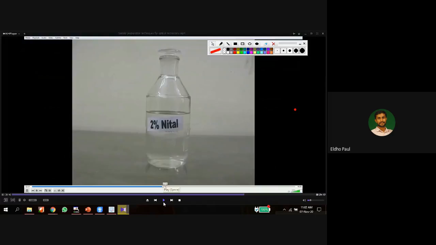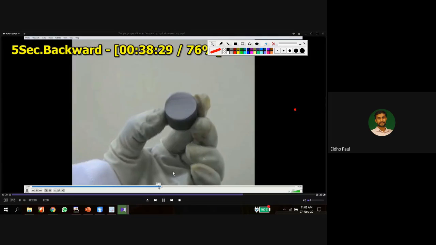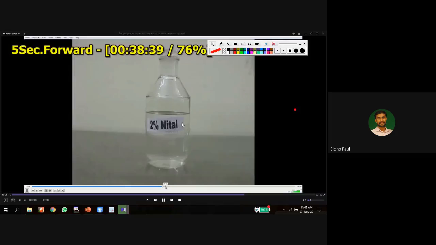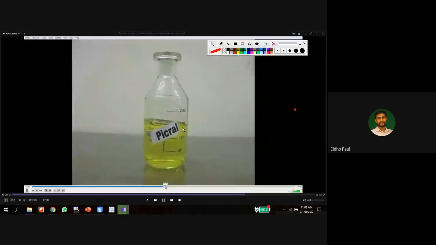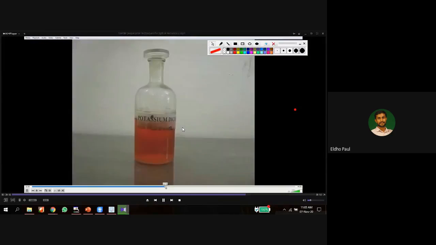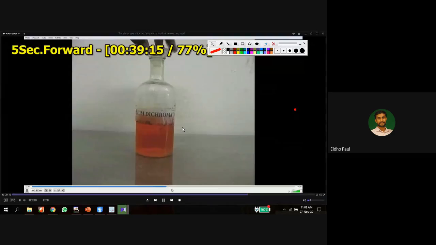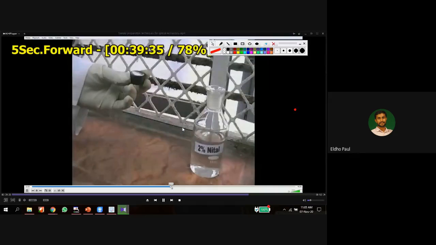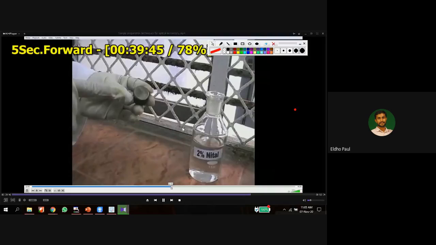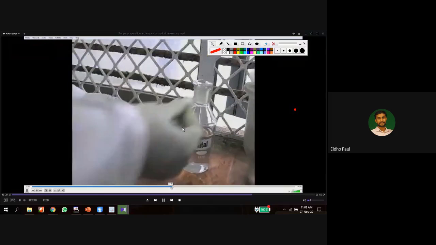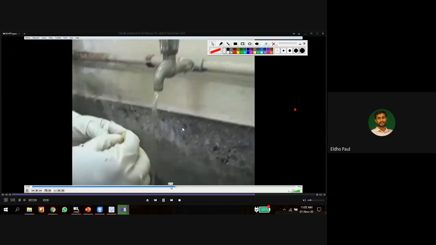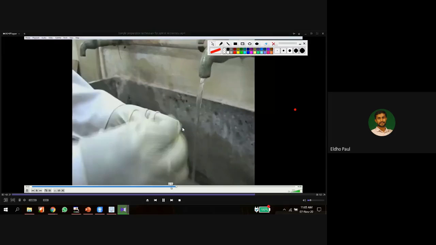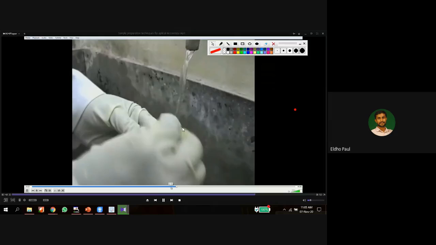Here we can see the etching process. For the etching process, we use 2% nital as an etching agent, and picral is another etching agent. Potassium dichromate is also used. We take a cotton swab and apply this reagent onto the surface, and after applying, we keep the specimen under running water.